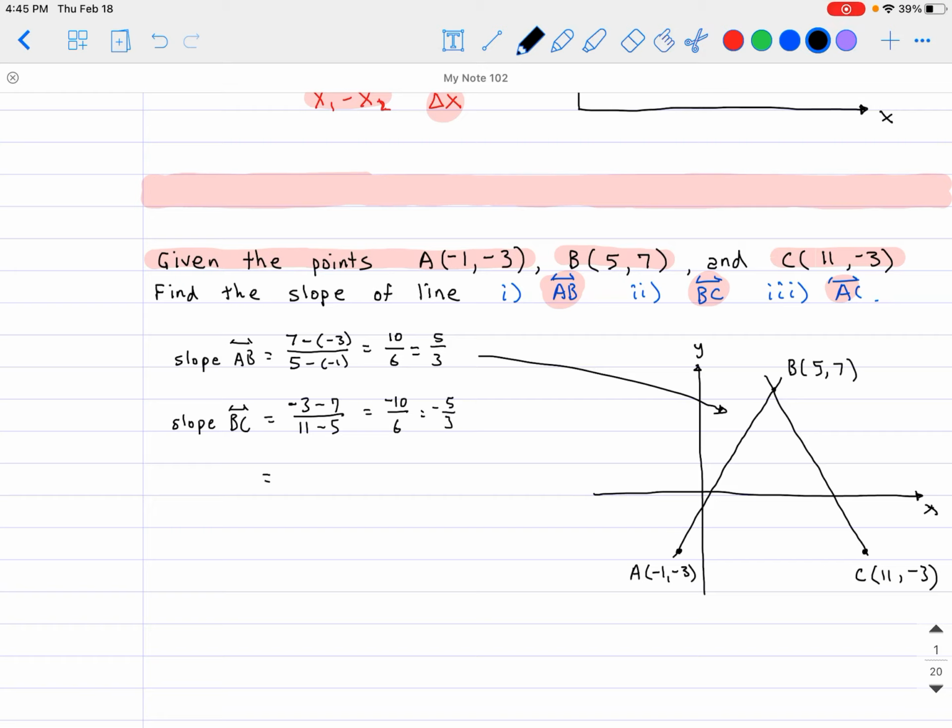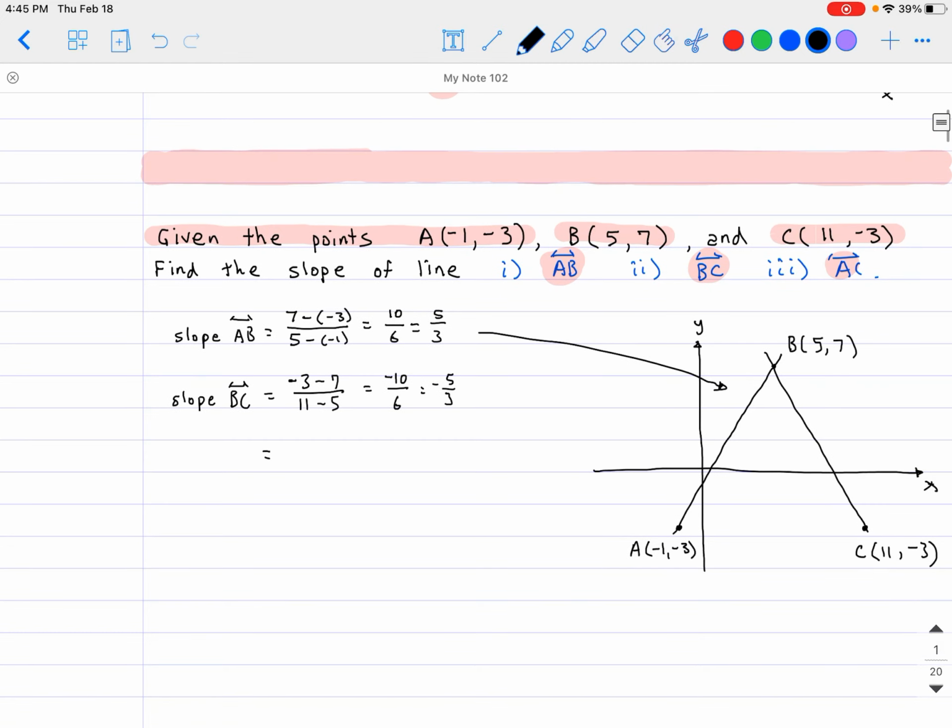Now, if you want, we can go ahead and use the other coordinate order just to verify that it's still going to give you the same answer. So we can say 7 minus -3 divided by 5 minus 11. So that's going to give us 10 on the top and on the bottom -6, which also gives us -5 over 3.